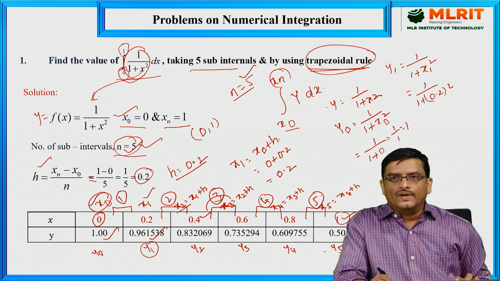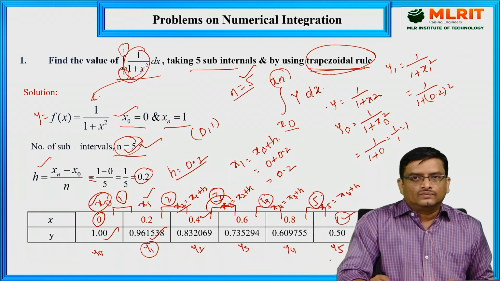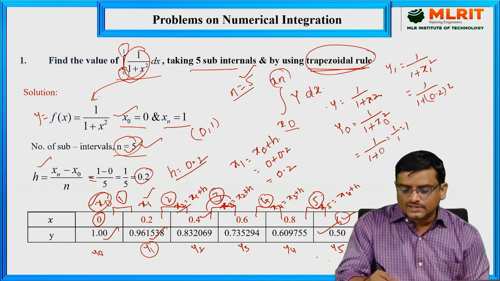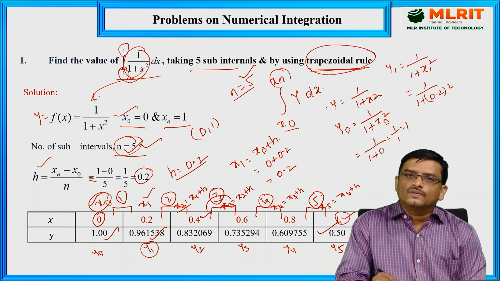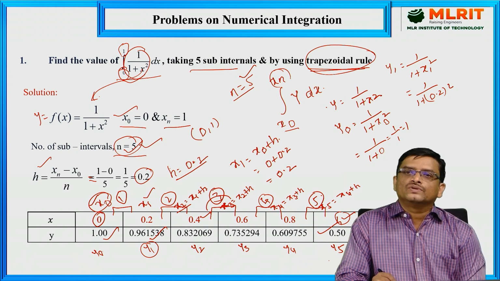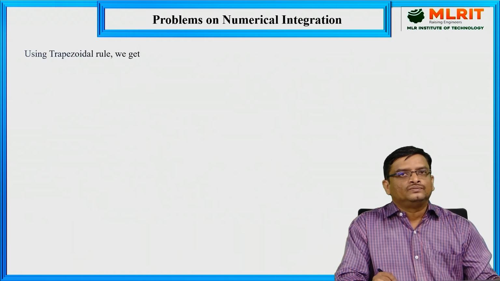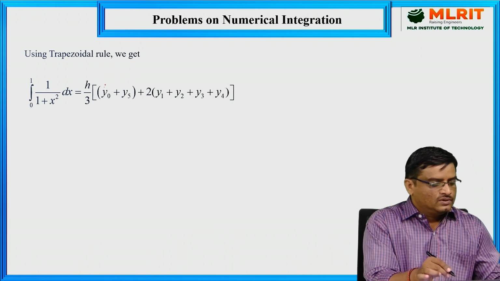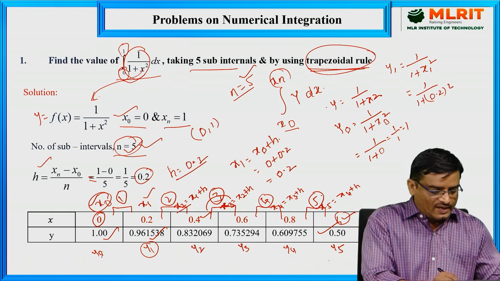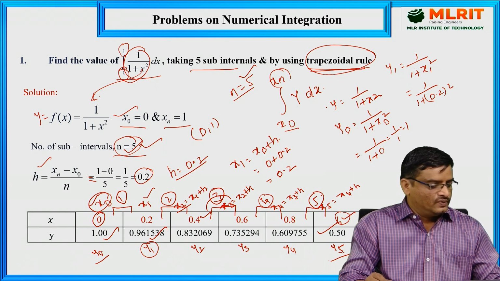Now we have y0, y1, y2, y3, y4 and y5. Now by using this table, we are going to take the trapezoidal rule formula. In that formula, we are going to substitute y0, y1, y2, y3, y4. Then if you simplify this, we can get our required value here. So now this is our formula. In the table, the first value of y is y0 and the last value of y is y5. So we are taking that.